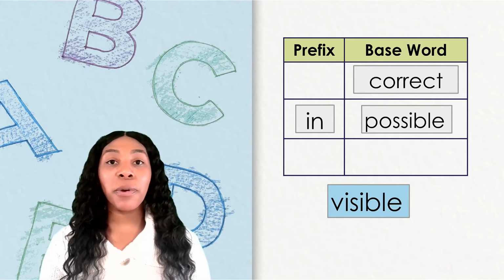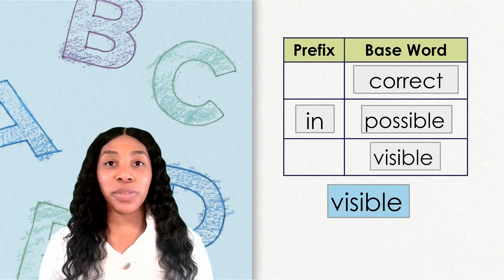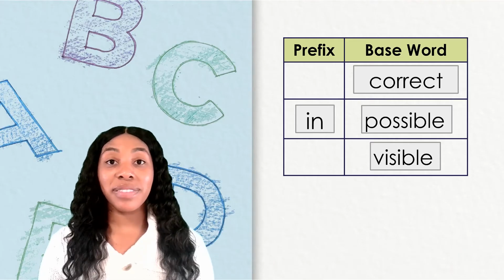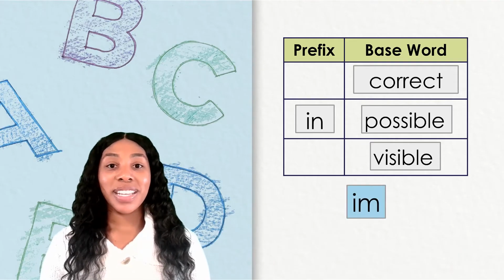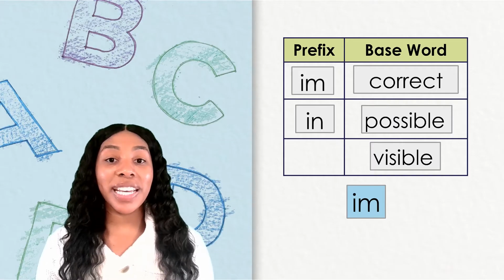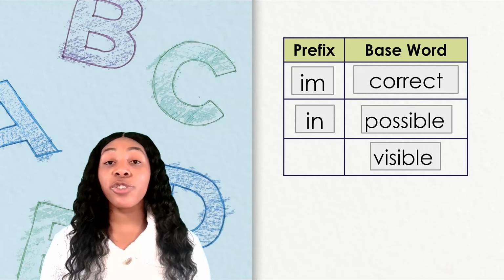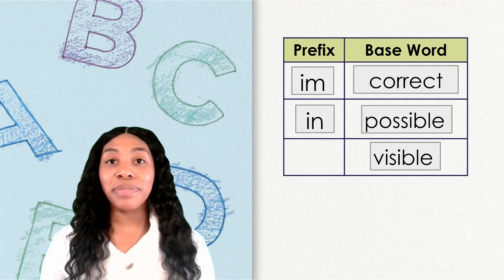Visible. Is visible a base word or prefix? Visible is also a base word. Here's our last one. M. Is M a base word or prefix? M is a prefix that means not or no, just like in. The prefix M is used before base words that begin with the letter B, M, or P.